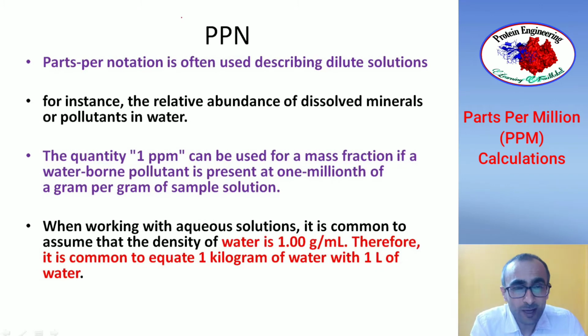So when you attempt the numerical questions on parts per million or parts per billion notations, you need to remember the density of water. 1 gram of water is equal to 1 ml volume of water, or similarly 1 liter of water contains 1 kilogram of the water.